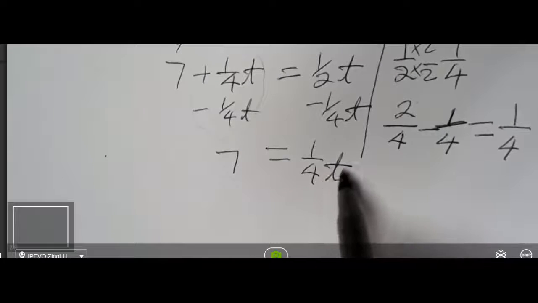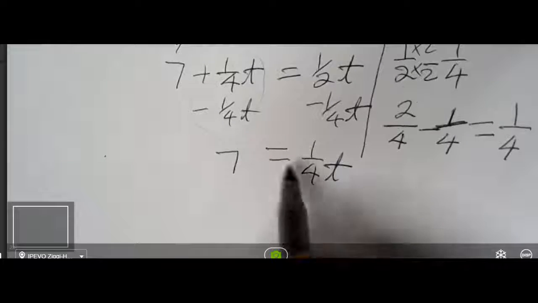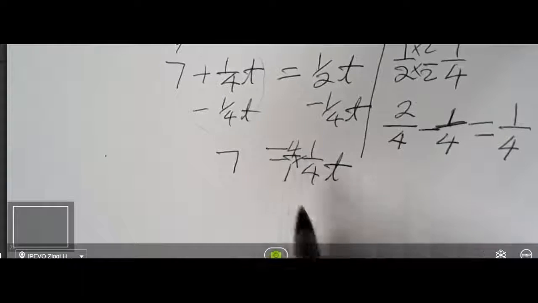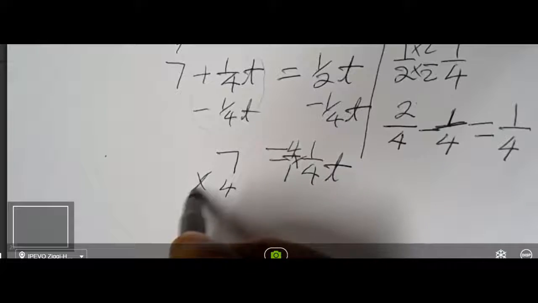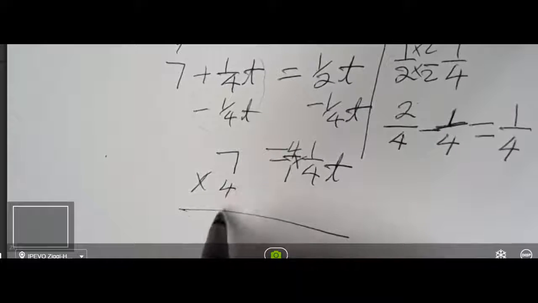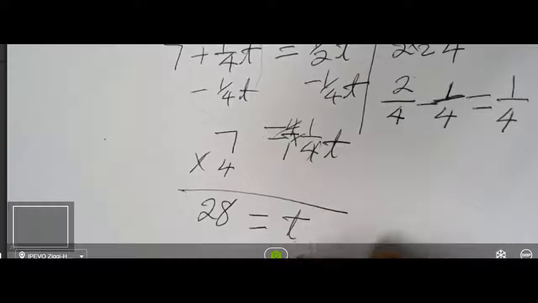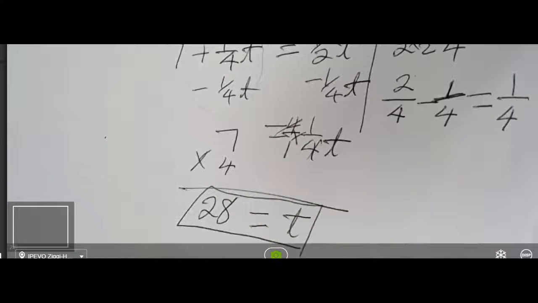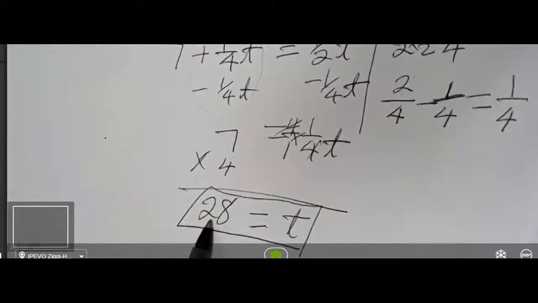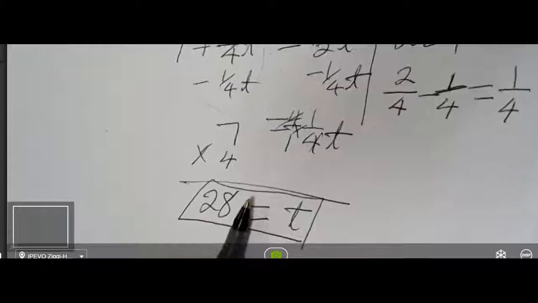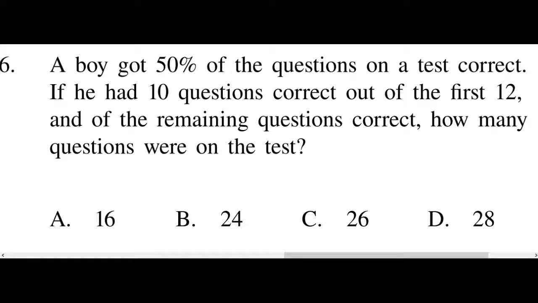So then to get T by itself, we can multiply by the reciprocal of 1/4, which is 4. So multiply both sides by 4. So 4 times 7 is 28. Equals, 4 crosses out, equals T. Okay, so there were 28 total questions in the test since T represents the total. So if we go back to the original question, the answer would be D.